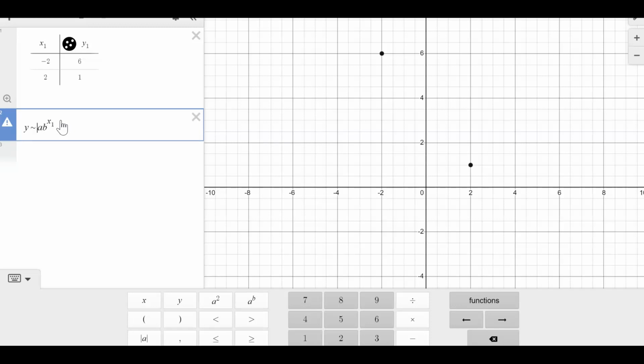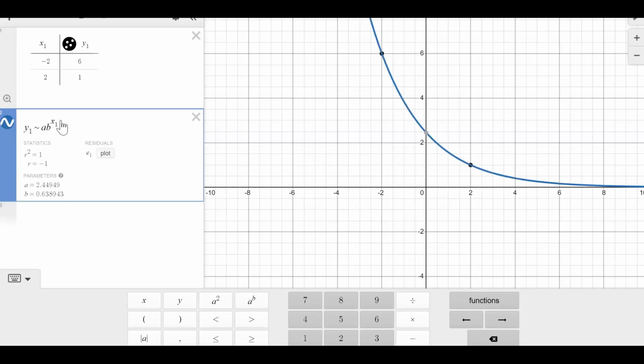Oh, you know what? I forgot to write Y1. And so once I do that, this is telling Desmos to go ahead and approximate what we have there, based off of our variables at the top. So that's specifically why we need to use y1 and x1, because we're telling it to call the variables that are up here. So notice down here, our a and our b are given to us here in the parameters.